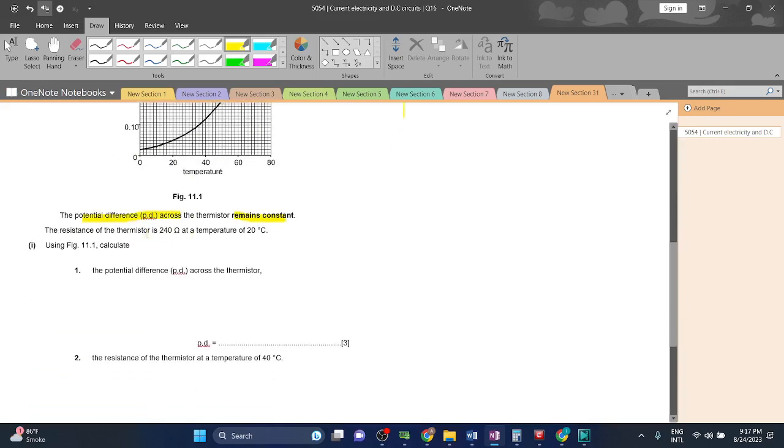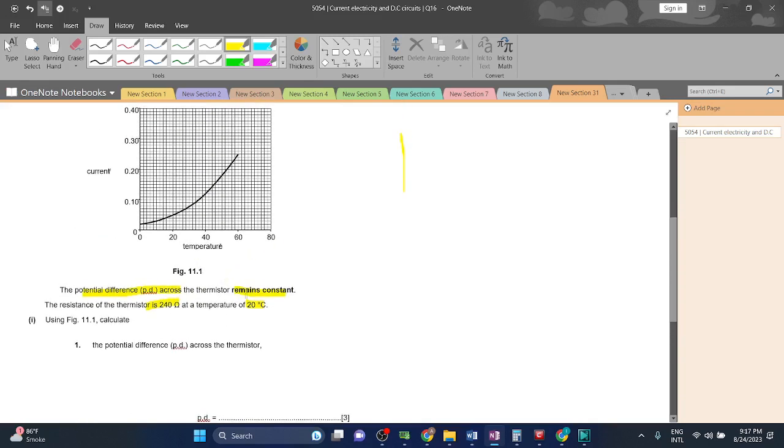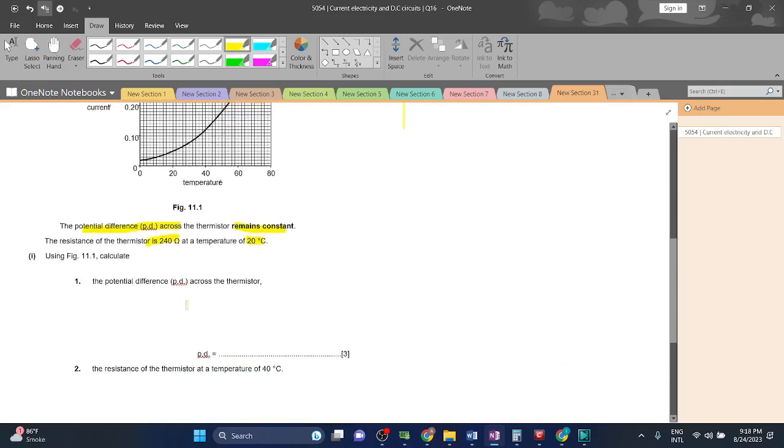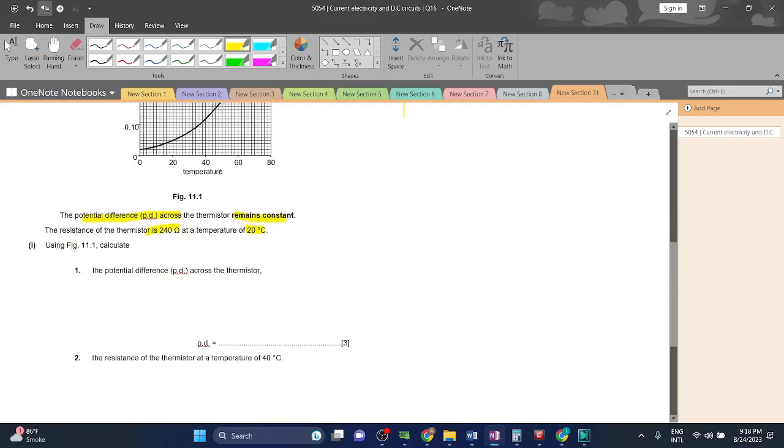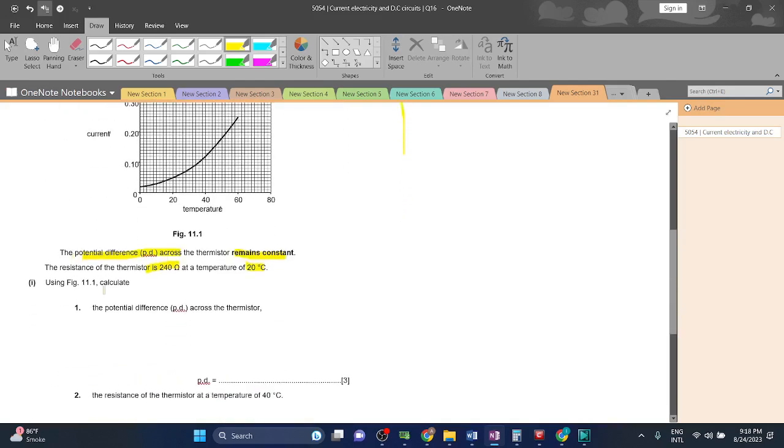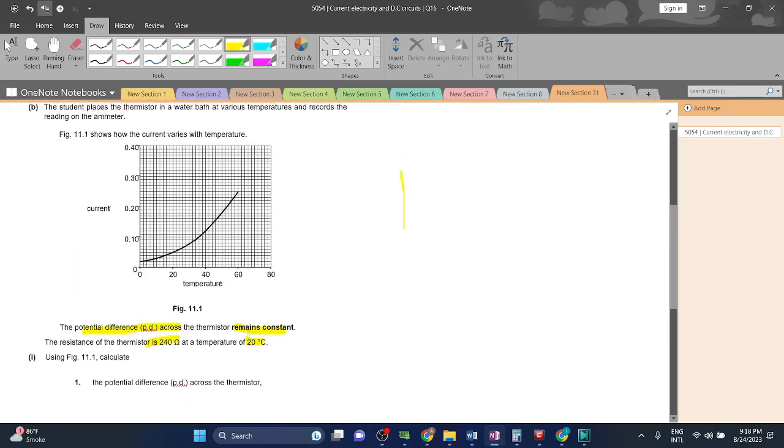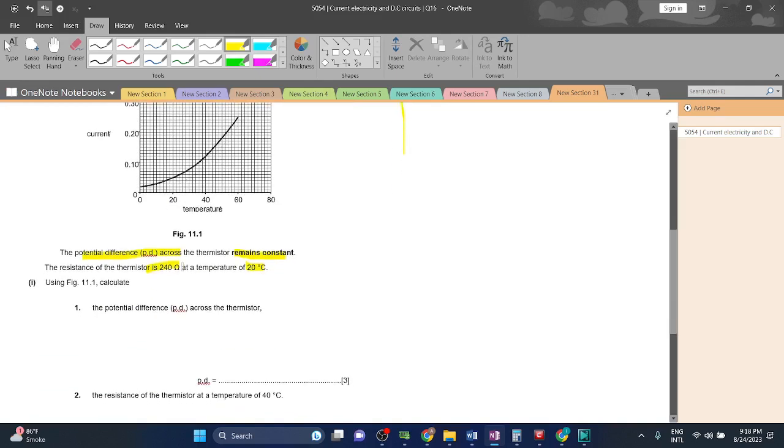The resistance of the thermistor is 240 ohms at a temperature of 20 Celsius. 20 Celsius पे इसका जो resistance है that is 240 ohms. Using figure 11.1, calculate the potential difference across the thermistor. The potential difference across the thermistor when the thermistor has a value of 240 ohms will be calculated using two values. The two values will be the value of the resistance which we have been given straight away and the value of the current.